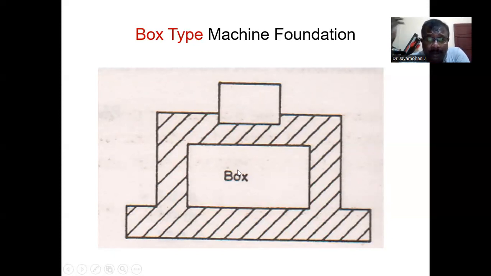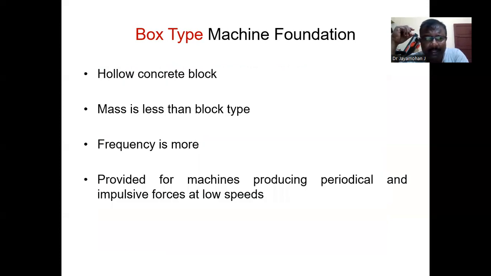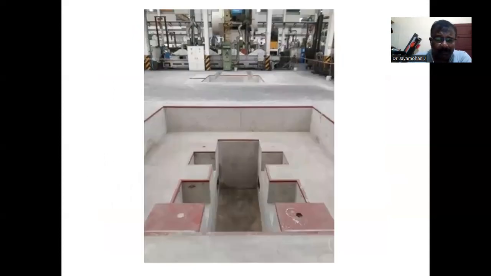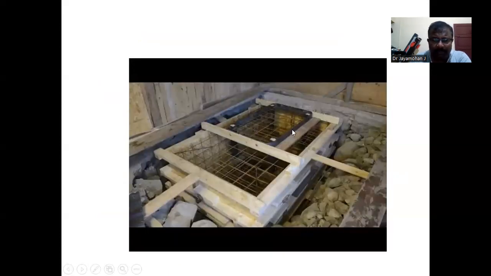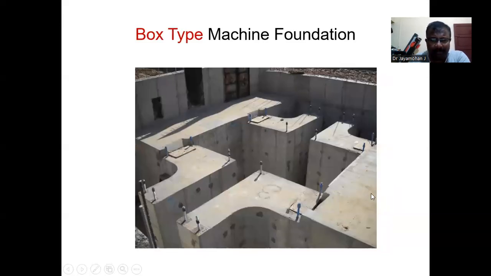And sometimes, to alter the natural frequency, we may have to reduce the mass of the foundation. So for that also a box type may be given. Its mass is less, so the frequency will be more. If you want to increase the natural frequency of the machine, you have to reduce its mass. So this is a typical box type foundation. You can see the hollow portion. Another photograph of a box type machine foundation being constructed. This is another box type machine foundation. Here you can see the bolts, which will be used for connecting the machine.